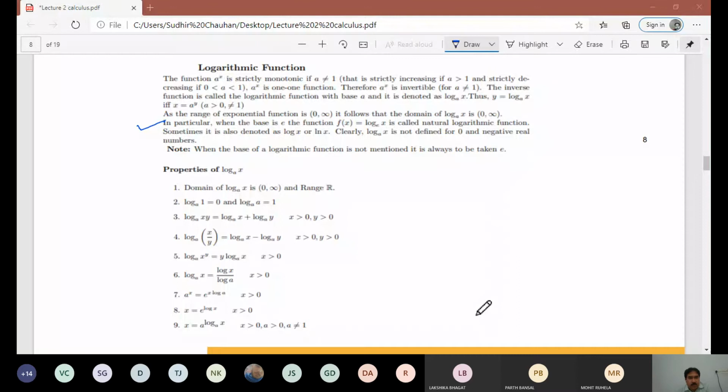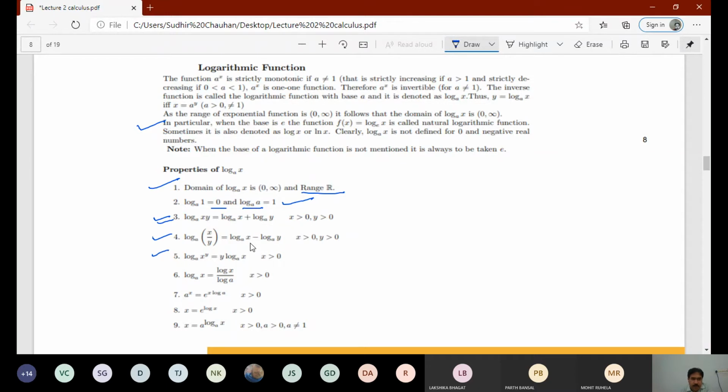Now there are certain properties of log x base a. Number 1, domain of log x base a is 0 to infinity. Log 1 base a is always equal to 0, and if the base and value is same, that is log a base a, then it is always equal to 1. So we have this formula, log base a of xy is equal to log x plus log y with base a.